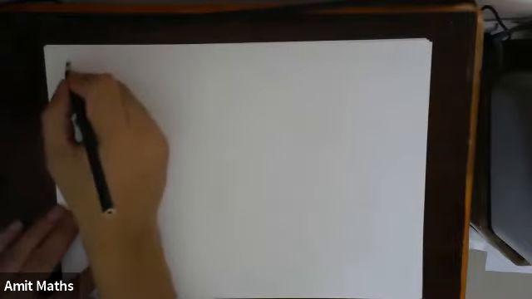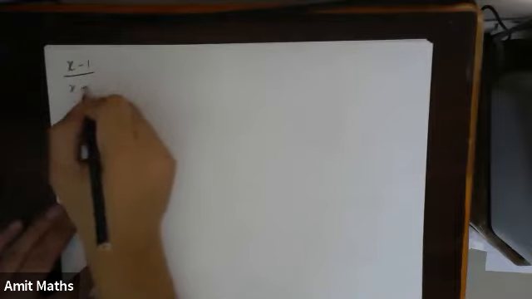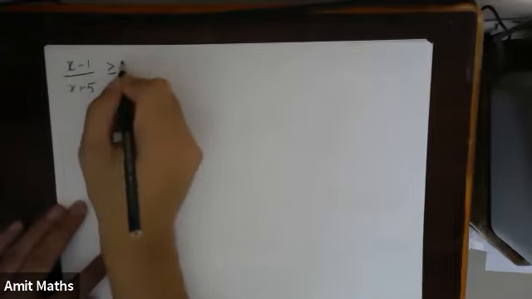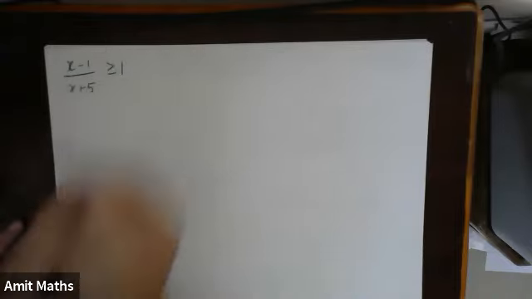I'll solve the second part on the next page. This is x minus 1 upon x plus 5 should be greater than or equal to 1. Now how will we solve this? We'll bring this 1 to this side.